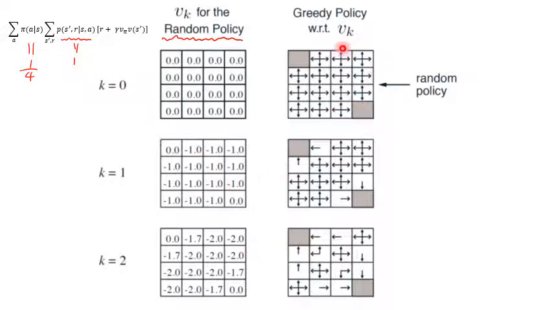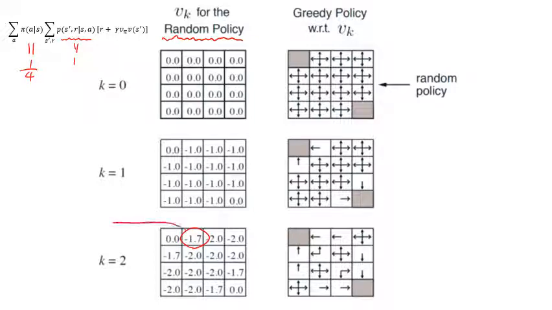And the greedy policy is based on the value function, right? Initially, it's also a random policy, so it has equal probability for each action. However, after the first iteration, the greedy policy changed because in this state, the best action is to go left and reach the terminal state. In this state, the best policy is to go up. Okay, so now let's try to calculate the value in this iteration.